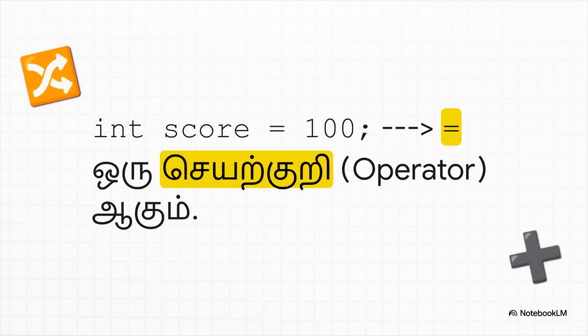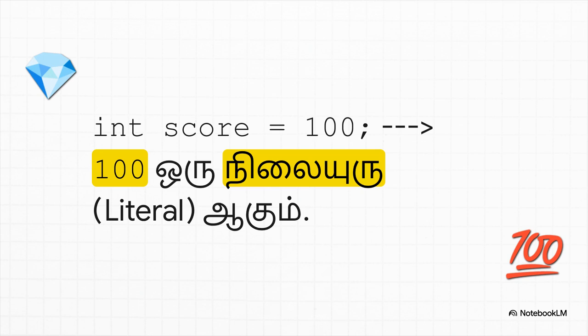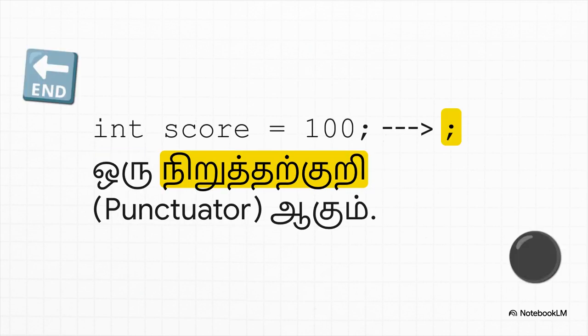Now, how about that equals sign right in the middle? Is it doing something? Is it performing an action? For sure. It's taking the value on the right and assigning it to the variable on the left. That makes our equals symbol an operator. And the number 100? Is this a fixed, unchanging piece of data? Of course it is. The number 100 is always going to be 100. That makes it a classic literal. And last but not least, that little symbol at the very end, the semicolon. Is it giving our code some grammatical structure? Yes, it's the period on our sentence. It marks the end of the statement. That makes our semicolon a punctuator.